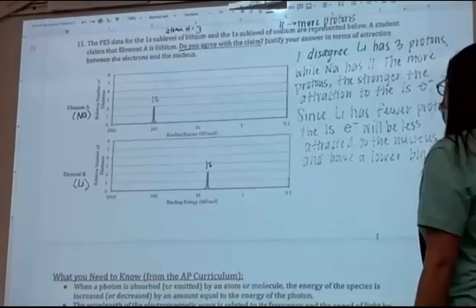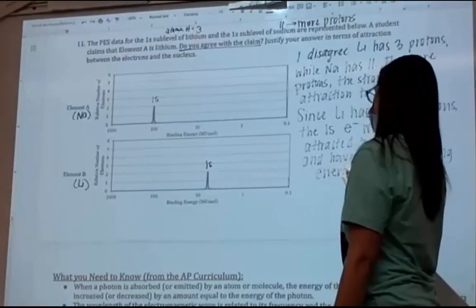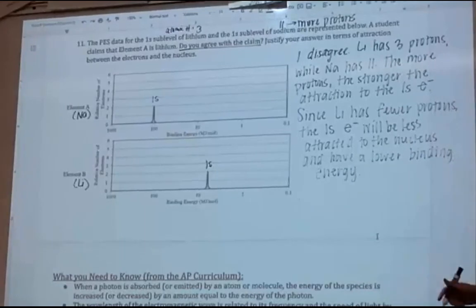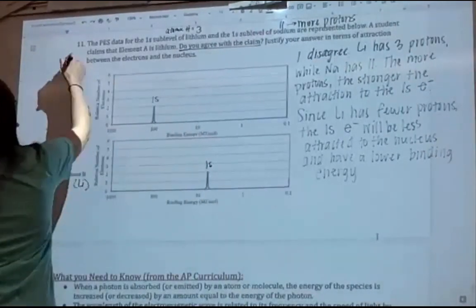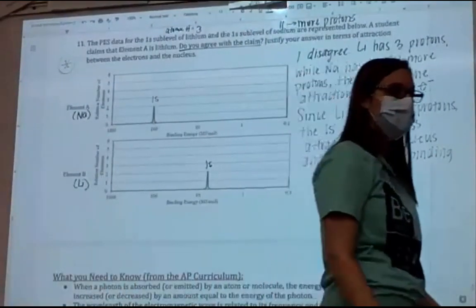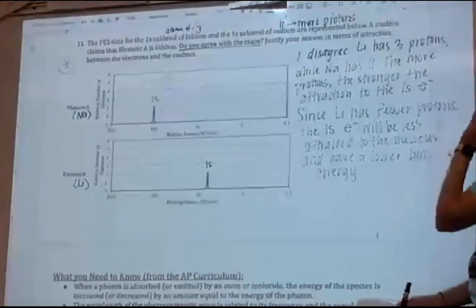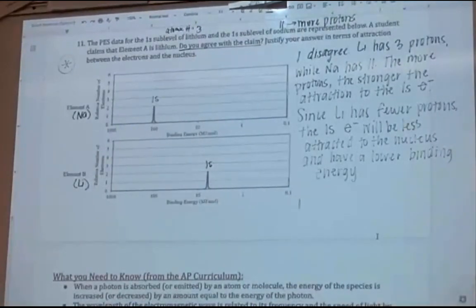So binding energy, again, is ionization energy. It's the energy required to remove an electron. This question, I would also star. This is another example of a multiple choice type question where you're comparing the 1s electrons, and look at our reasoning. It's between the protons in the nucleus and the electrons.